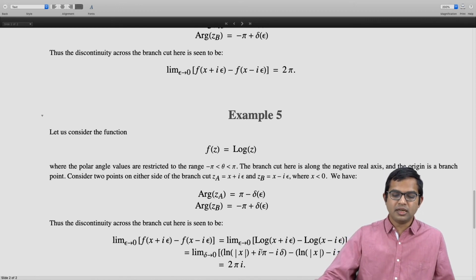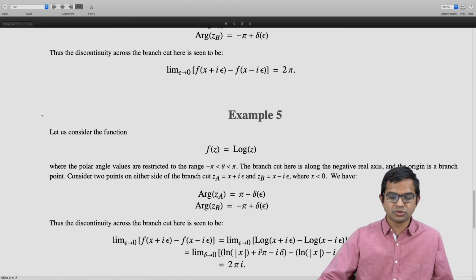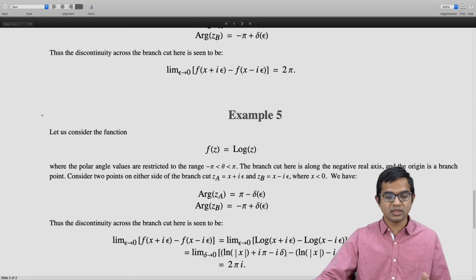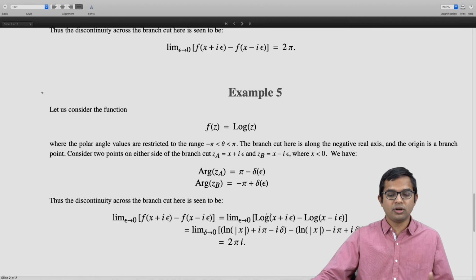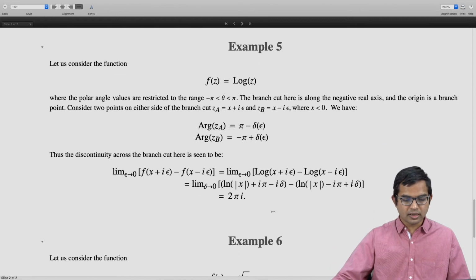So in any case, the delta part is going to go to 0. As epsilon goes to 0, delta also will go to 0. Log mod x and log mod x will cancel, and then you're just left with i pi plus i pi, which is 2 pi i. So once again, we see that even for the log function, the discontinuity across the branch cut is independent of how far away you are from the branch point. Okay, so let's look at another example.